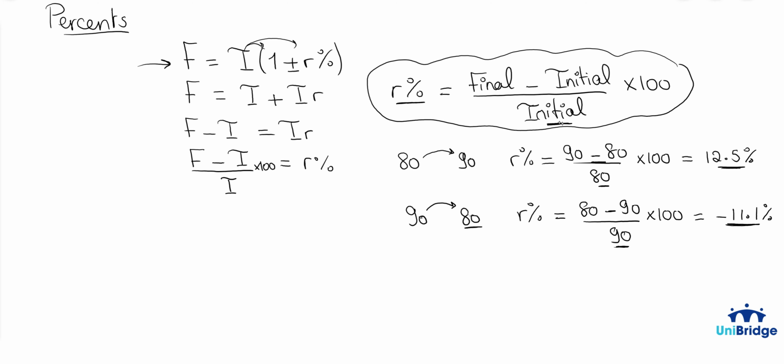So always remember, when you want to find the percentage change, when you have the final and the initial, you do final minus initial, and you always divide by the initial amount. And then to make it a percent, you simply multiply it by 100.